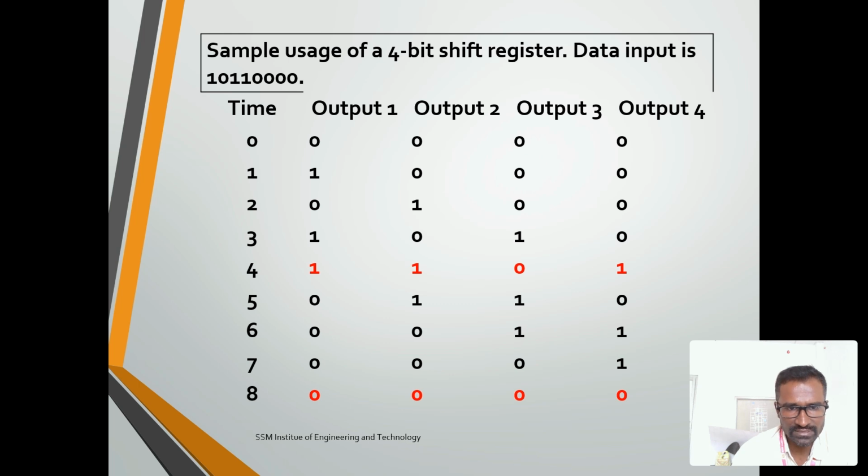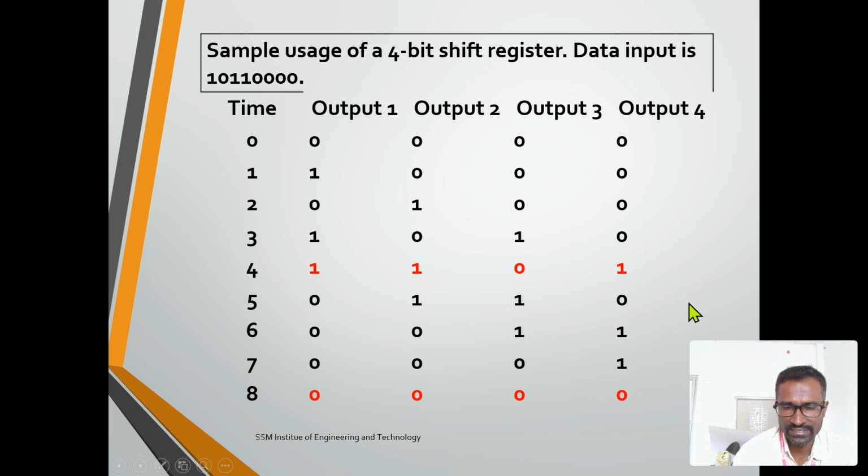For the third clock pulse I'm giving 1, and sequentially it will move from the first flip-flop to the second, second to third. At the fourth clock pulse, I'm applying 1 again, and this will be transferred to the next one. And at the fifth clock pulse, again I'm giving 0 here. The fifth bit is 0, so I'm applying 0.